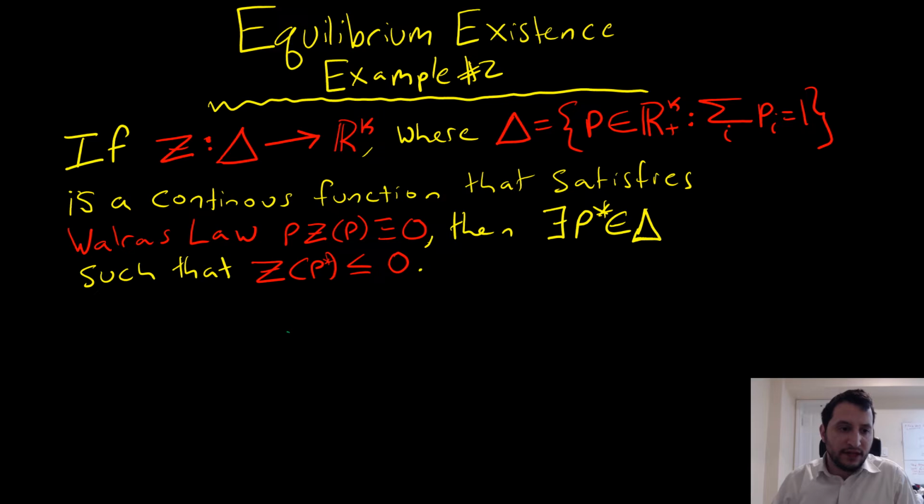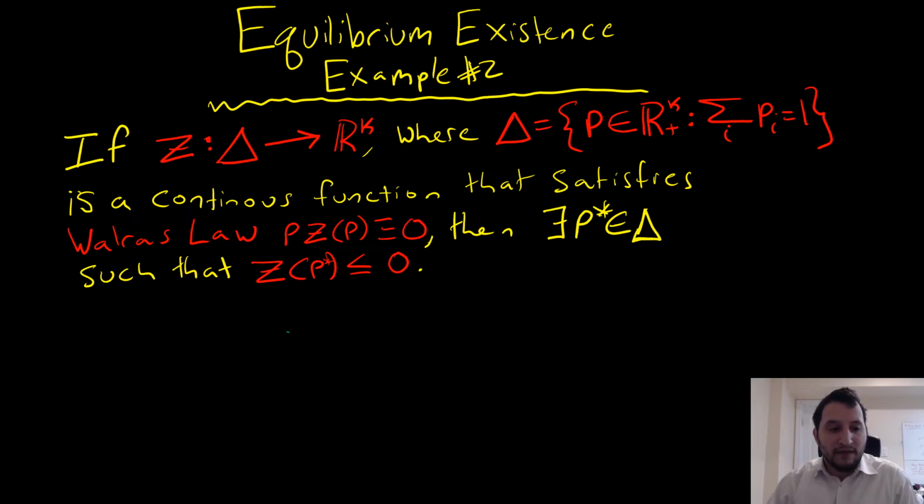This is just a different example for an exchange economy. So let's just get started. We're going to have this function z, and that's going to map this triangle to a k-dimensional real number space, where this triangle, like we said in our previous video, is our price simplex. That means that our price vector is in a non-negative real number space, and the sum of all the individual prices in this price vector sums up to 1.